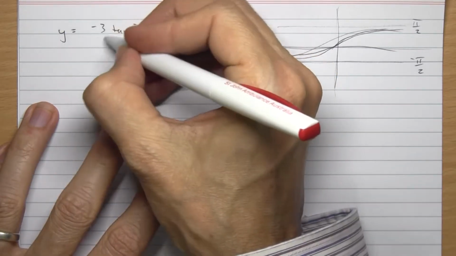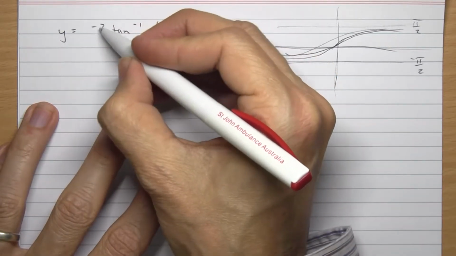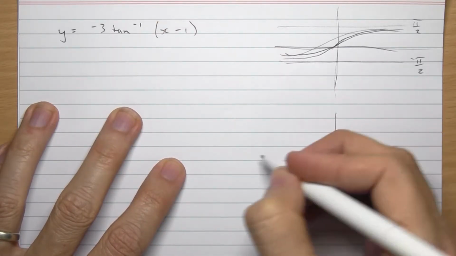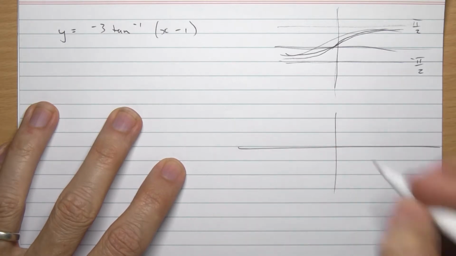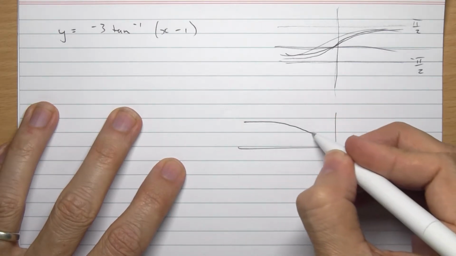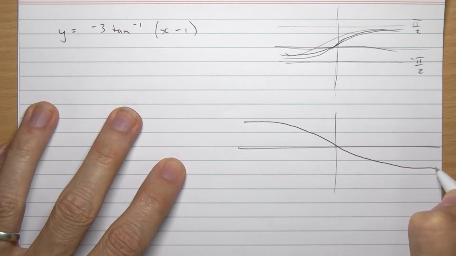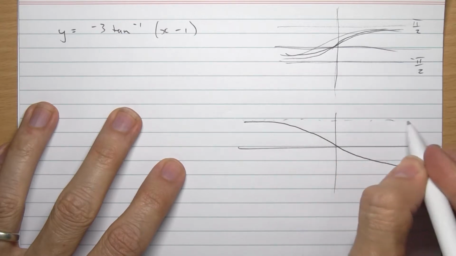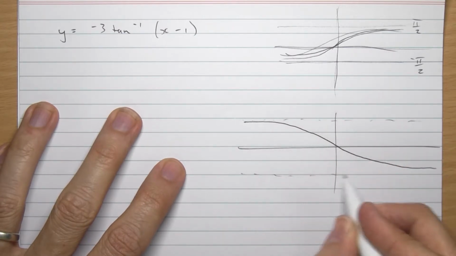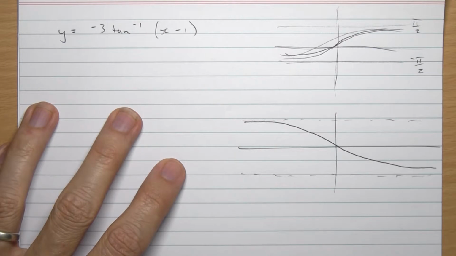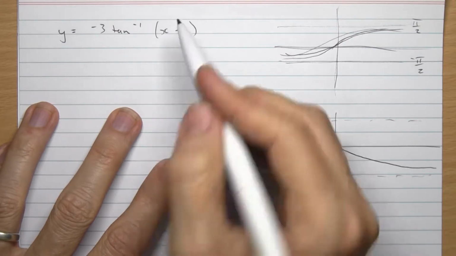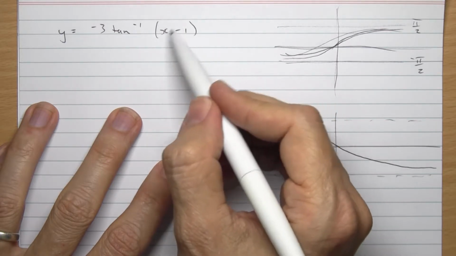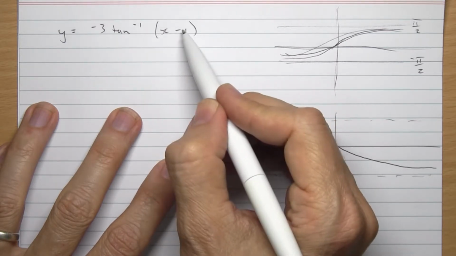Well, it's stretched by 3 times vertically and it's inverted. So my graph is actually going to go the other way. Let me just do that then. My graph is actually going this way instead. It's still going to have an asymptote up here. It's still going to have the same asymptote down here. Well, except it's not quite right yet either. What else am I shifting? I've actually got a horizontal shift by 1.